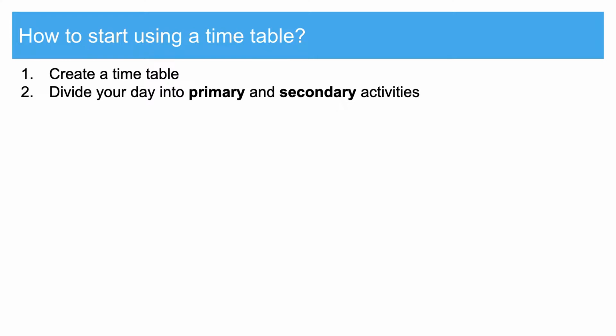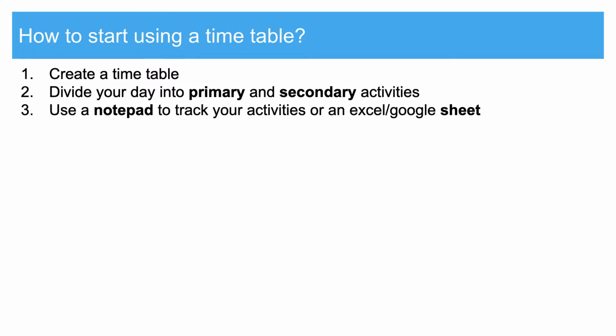Maybe you want to finish a specific course, so just make sure that you know that these courses are important and these courses are probably not that important. So you need to divide those activities, and then on your notepad, or maybe you can also build a Google Sheet or maybe an Excel sheet on your computer, and start filling up your day based on what you want to do and how much time you think you can devote on different activities.